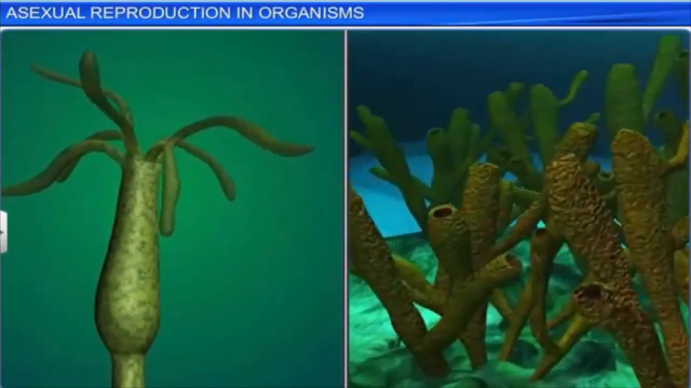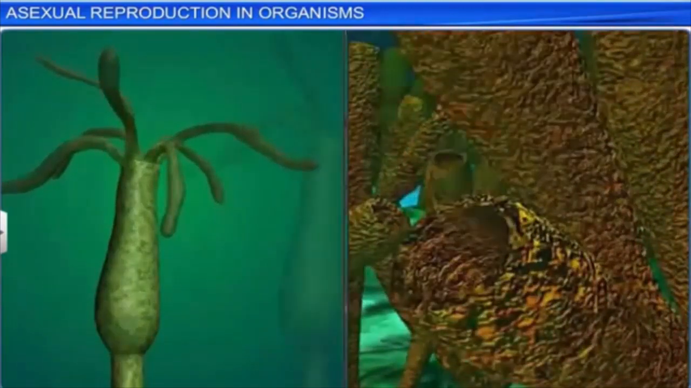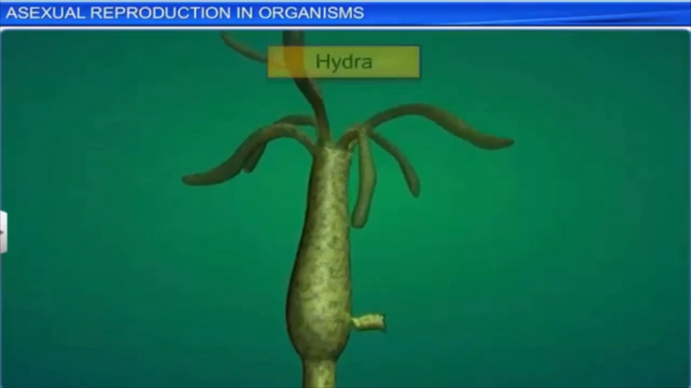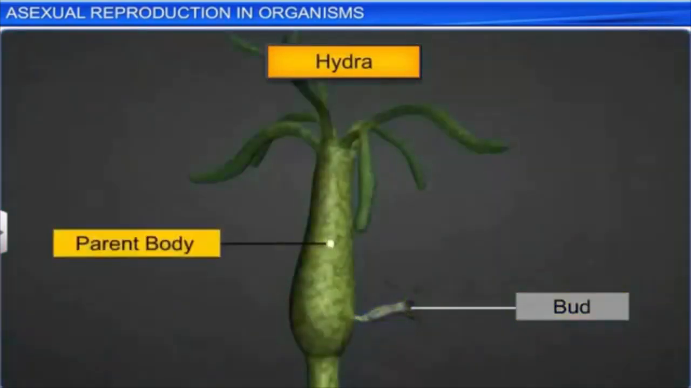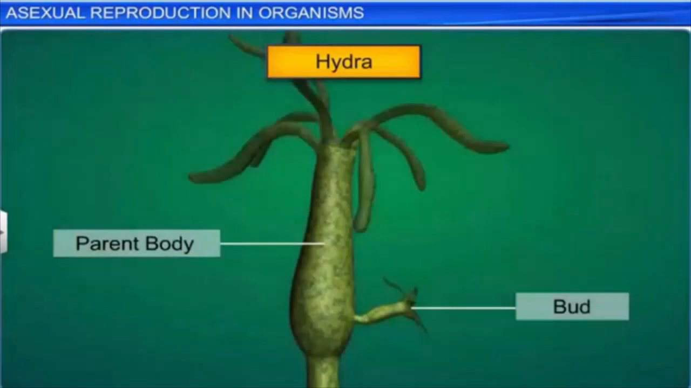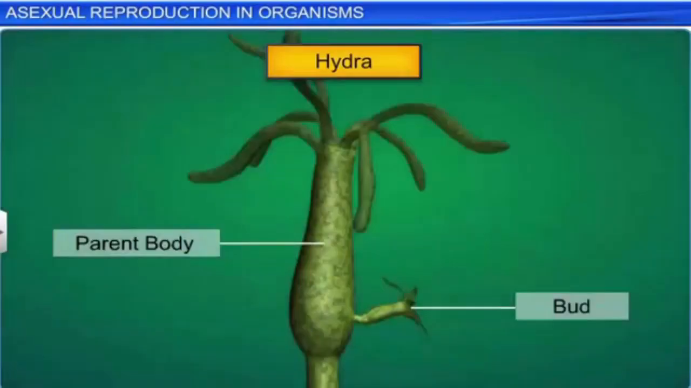As I know, your favorite example of budding is hydra. What happens in budding is that a small lateral outgrowth is formed, and that lateral outgrowth gets detached from the parent and forms the new organism. Here the parent remains and keeps its identity itself.